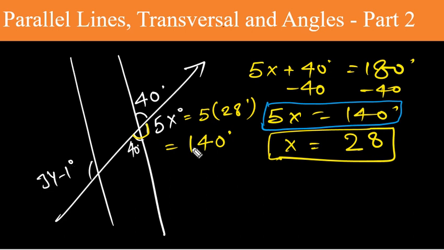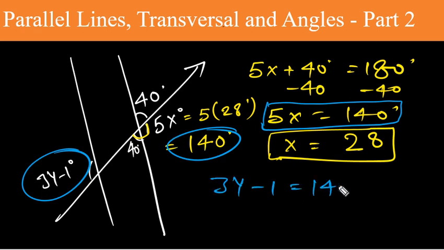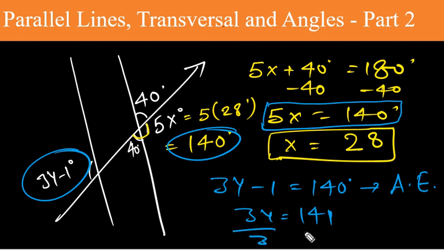Now if you look at the alternate exterior, this angle and this angle, they are alternate exterior. So 3y minus 1 is equal to 140 degree. The relationship is alternate exterior. Solve this. 3y is equal to 141. Divide 3 both sides and y is equal, you will get your answer. Okay, so try this and let's check your answer. Okay, so y is equal, solve this, what is the answer? 47. Okay.